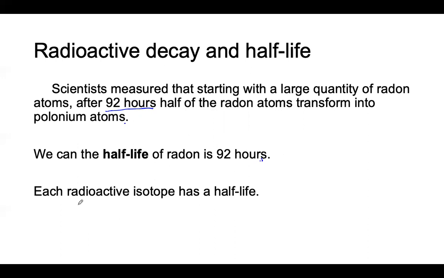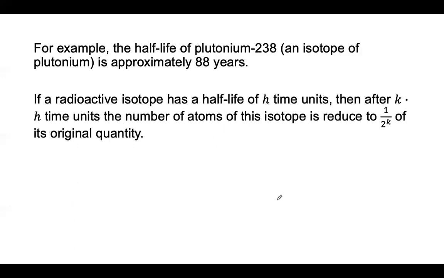Each radioactive isotope has this concept called a half-life. Carbon dating is probably the most famous one. Anyways, let's look at this. For example, the half-life of plutonium-238, an isotope, is approximately 88 years. This is not a chemistry class, don't worry about that.